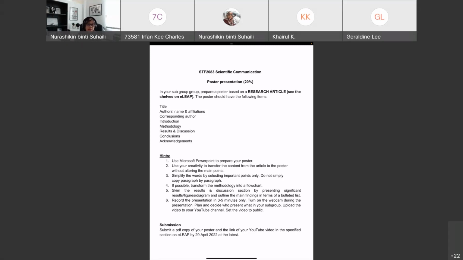Plan and decide who presents what in your subgroup. Let's say you have 3 persons in a group, then you have to be ready now: this person presents what and this person presents what. But all of you must present because we want to see your skill of presenting a poster. That's the purpose of this assessment.